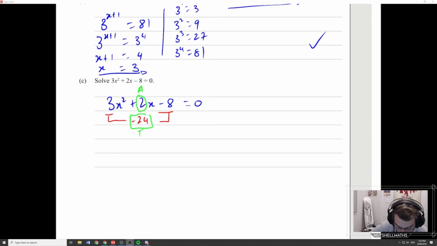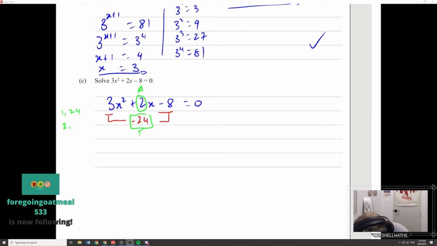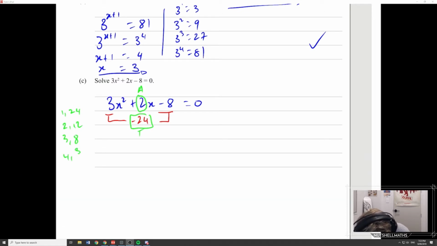Well, it's not going to be 3 and 8. Let's write out our factors. 1 and 24. 2 and 12. Well, that's not going to work. 3 and 8. 4 and 6. That's looking not too bad. Look, we've got some 6 and 4s in the chat. We've got more fours too. So, one of these needs to be a negative. We're going to have negative 4 and positive 6.